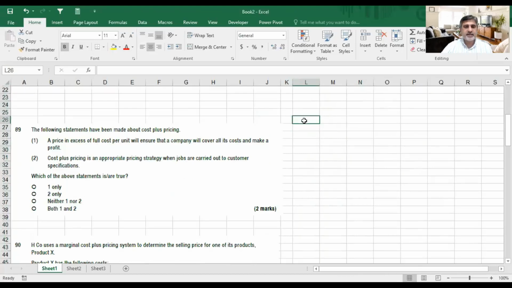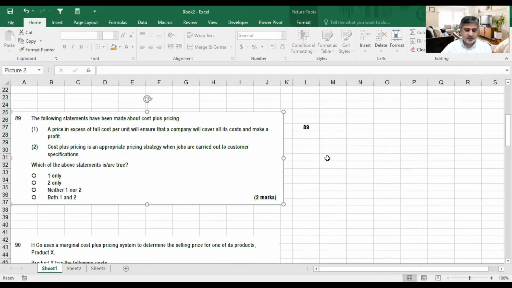Question number 89. It's a theoretical question. Everybody please read it quickly and then we will do the answer. The following statements have been made about cost plus pricing. Now, what is cost plus pricing?